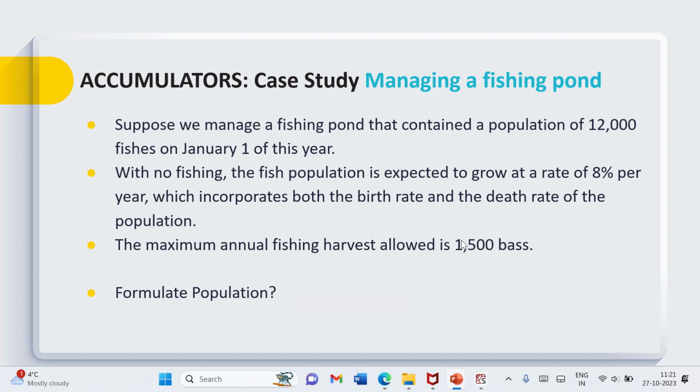In this session, we have to write the code for managing the fishing pond. These are the requirements. We have an initial population of 12,000. The population is increasing at a rate of 8%, and the harvesting amount is 1500 per year. Based on that, we have to write the code to find out the population at the end of each year, and we wish to have a table from year 1 to year 25. So let us do this.